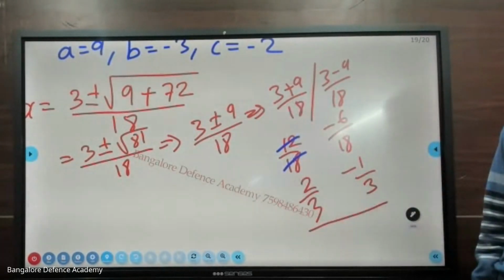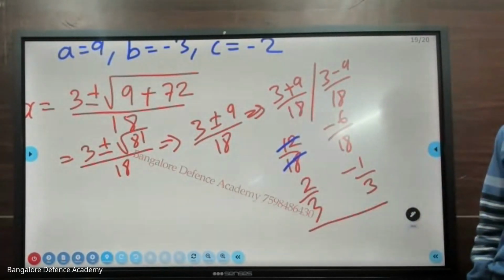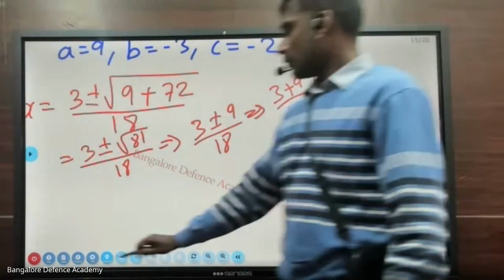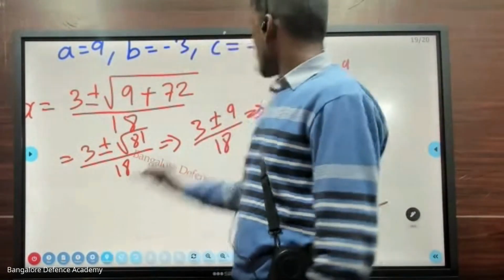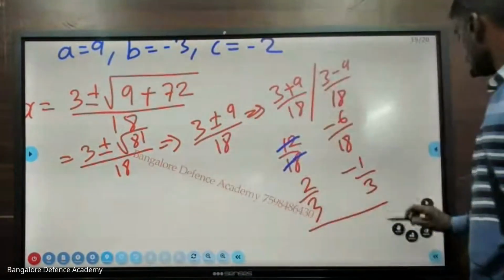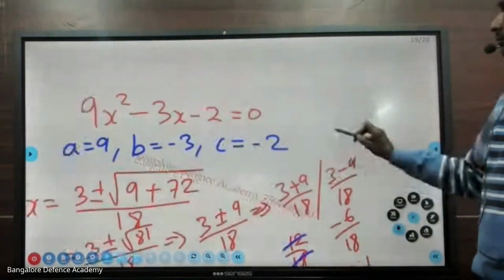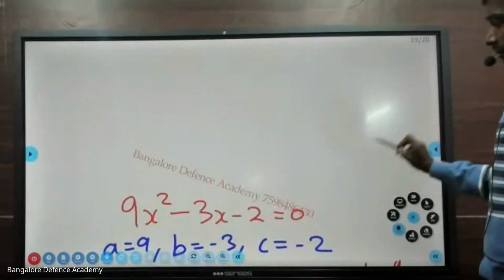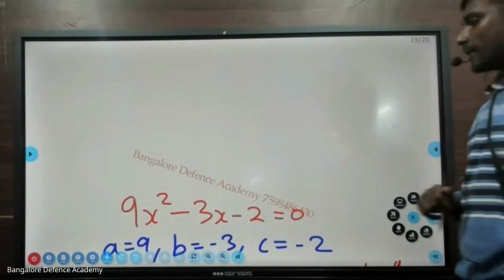Understood? Fine. Okay. Now there is another method. Look at this. The question was, okay, now on the top side. This is called the factorization method.